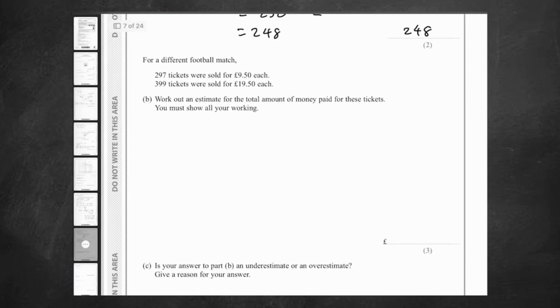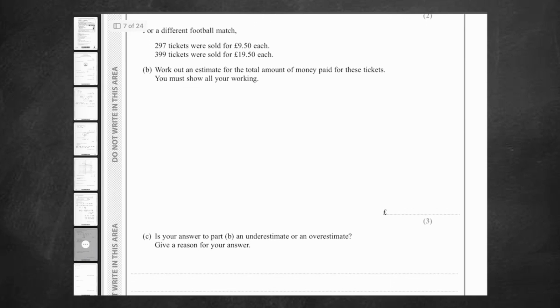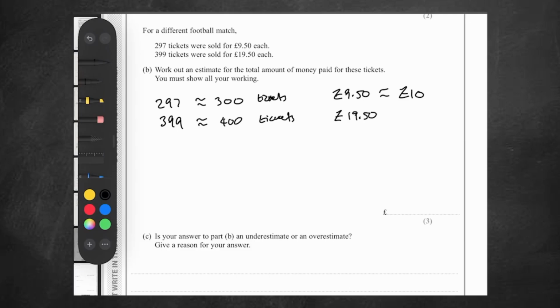For a different football match, 297 tickets were sold for £9.50 each, 399 were sold for £19.50 each. Work out an estimate for the total amount of money paid for these tickets. You must show all your working. So 297 is approximately 300 tickets. 399 is approximately 400 tickets. £9.50 is approximately £10. And £19.50 is approximately £20.